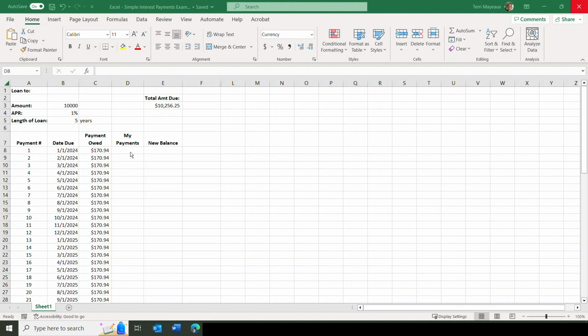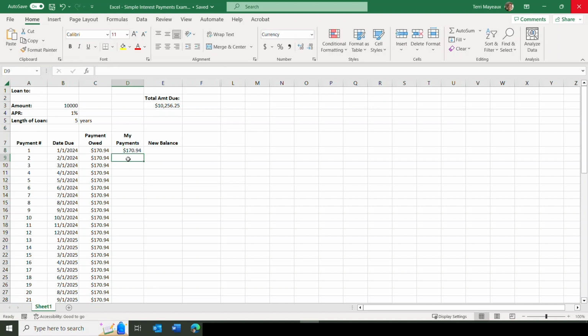Certainly, columns A, B, and C are all that you sometimes see, but to make this really my information that I can use, here's what I think I might do, and that is in D8, I might keep track of what I have paid. So let's say I have paid $170.94 the first month.